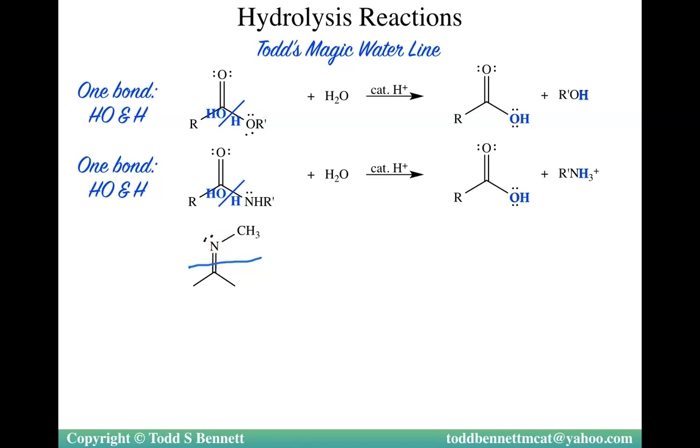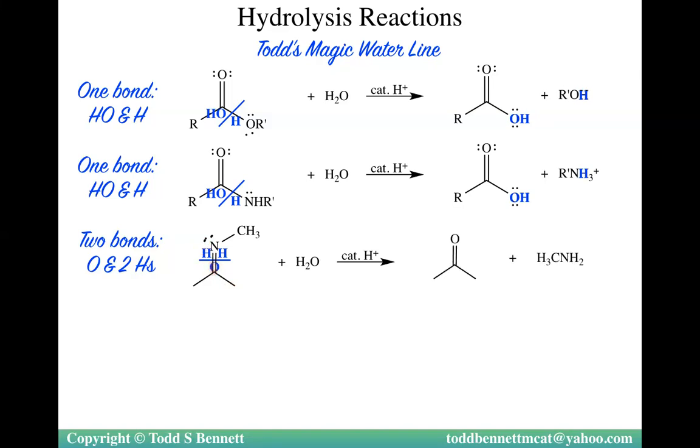So let me go ahead and let my computer line show it. Because it's two bonds, you get one of the atoms, in this case carbon, getting an O. The leaving group, in this case the nitrogen, ends up getting two H's. So again, my magic water line, O in the carbonyl, two H's here. So you end up with this carbonyl, which ends up being acetone, and this methylamine. So your O goes here, your two H's end up here.